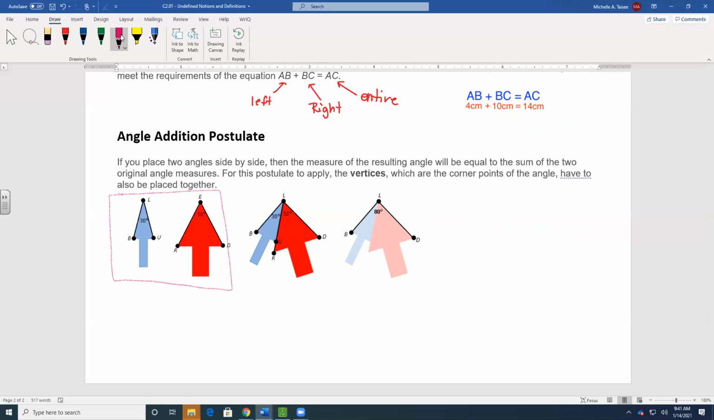Okay? If I put them together, where they share a side or a ray, here is the ray that they share, and the vertex will be the same. They are now adjacent angles. Adjacent meaning next to each other, and they share a side. So if you think of a townhouse, those are adjacent. I can add together the 2 angle measurements. So I can add up the 30 and the 50, and that gives me the total 80 degrees. Are you okay with that?